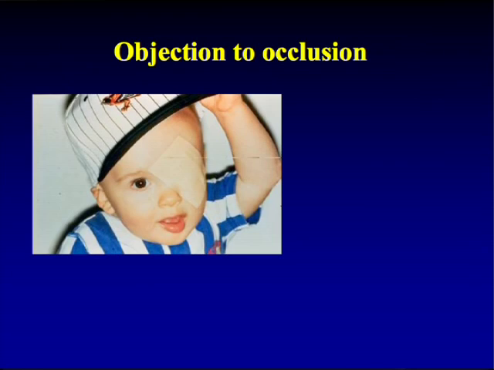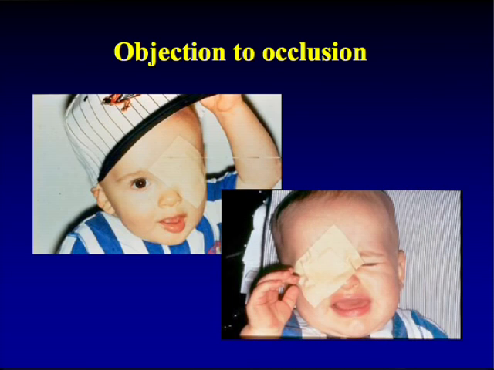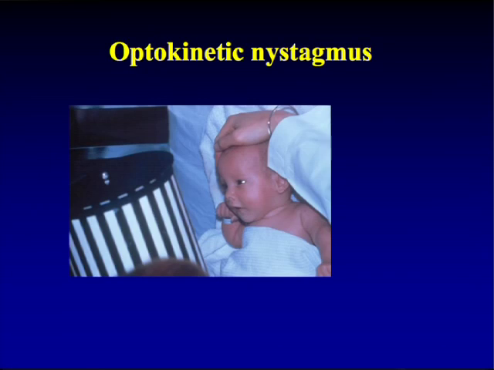Objection to occlusion, of course, is not a quantifiable way, but here he's crying. Here he's fine with the patch over one eye. You put it over the other eye, and the hat comes off, and he's lying on the ground, crying. So you have to worry that maybe he has poor vision in that eye, or maybe in this case you put this funny patch on and poked him in the eye, because he ended up having fine vision in both eyes.